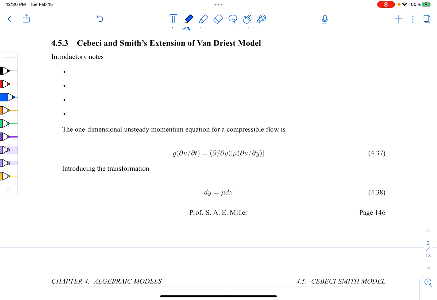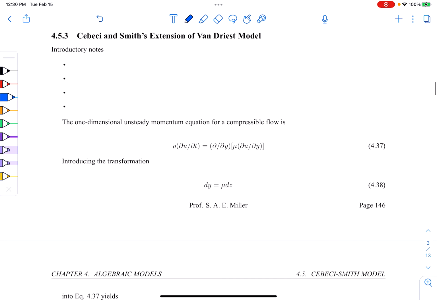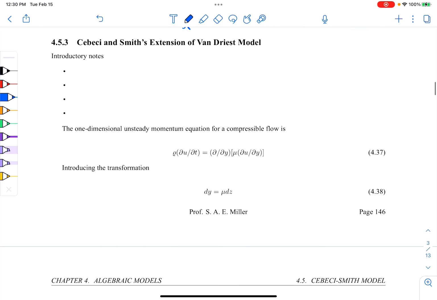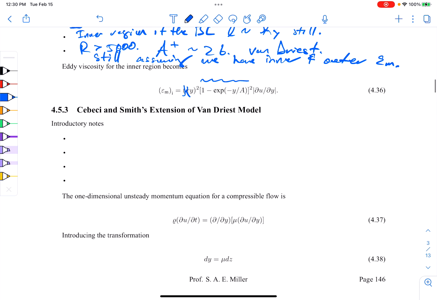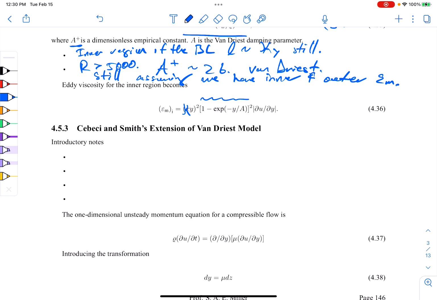Okay, so Cebeci, with his chief engineer at Douglas, took this idea even further, and they extended this Van Driest formulation beyond some of the assumptions that we noted. So first of all, look at 4.36. This is for a flat plate flow with no mass transfer, which is fine for the wall. And no pressure gradient. So that's still a problem.